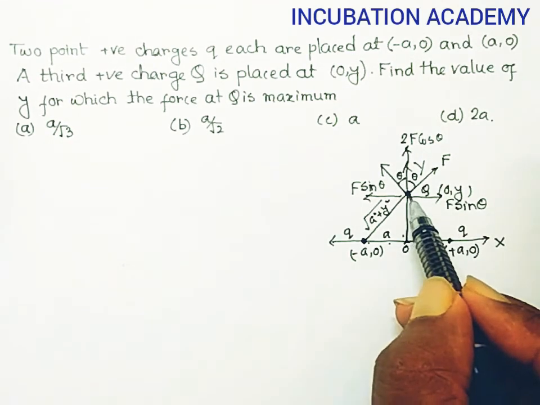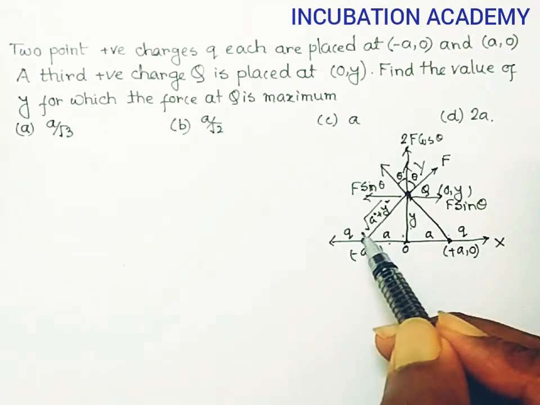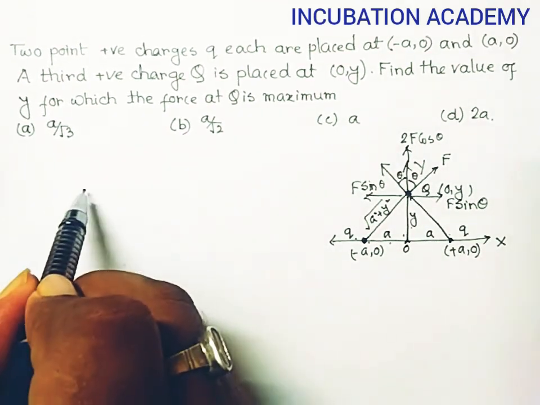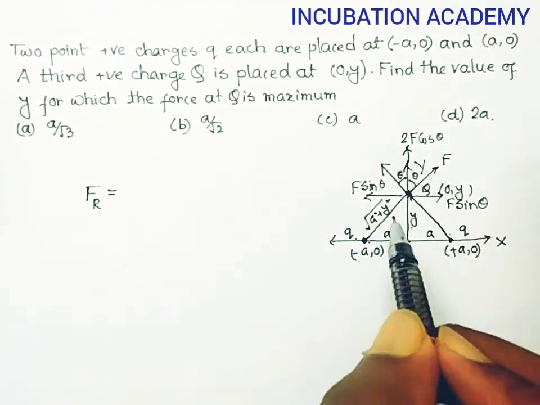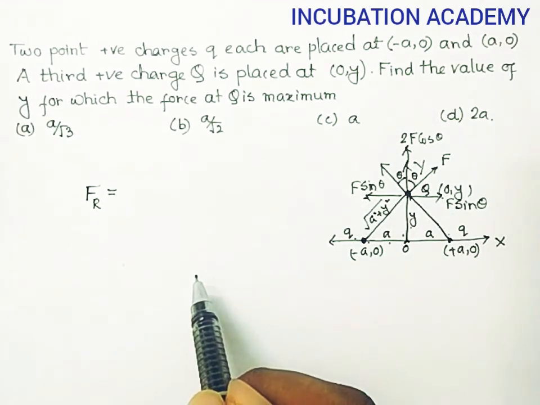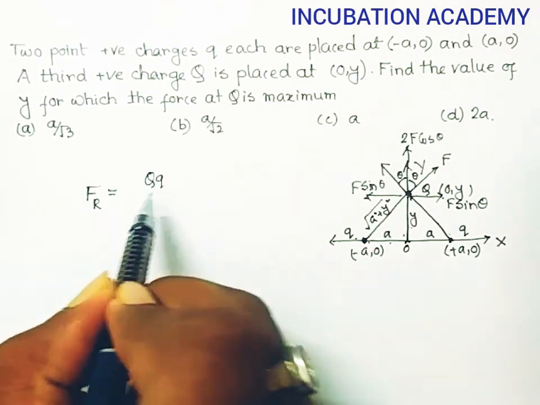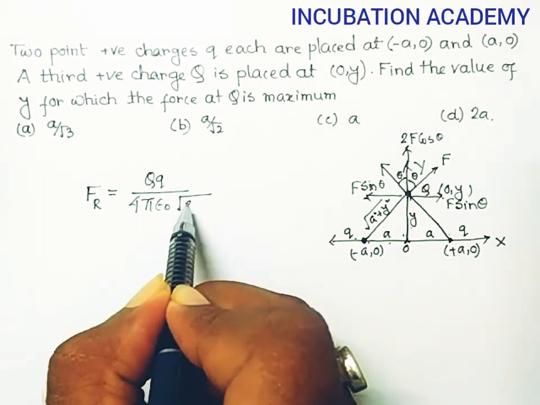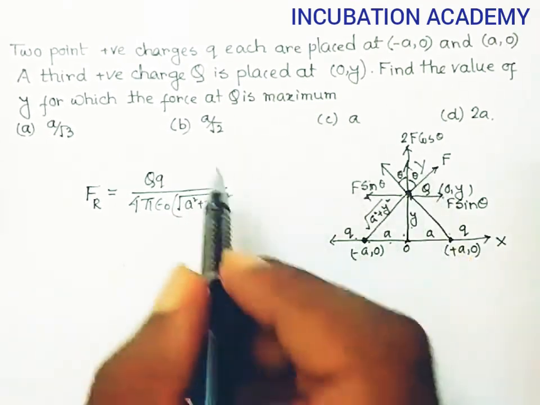Here these two force magnitudes are obviously equal because the charges are the same, small q and capital Q, and the separations are also the same. So the resultant force is acting along the positive y-axis, because this f sin theta and this f sin theta cancel each other out. So F is equal to capital Q into small q divided by 4 pi epsilon naught, times root over of a square plus y square, whole square, times cos theta.